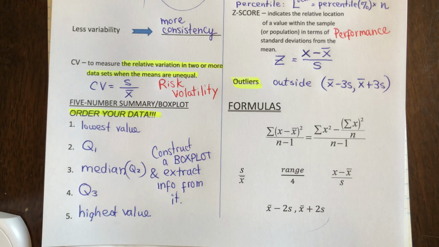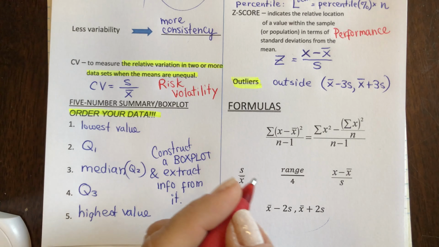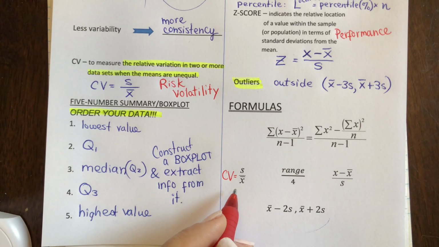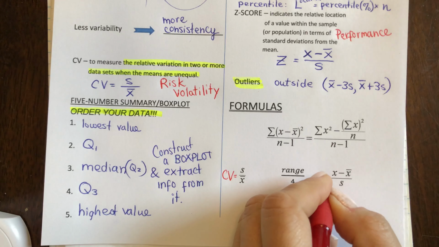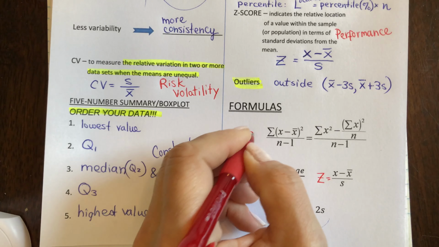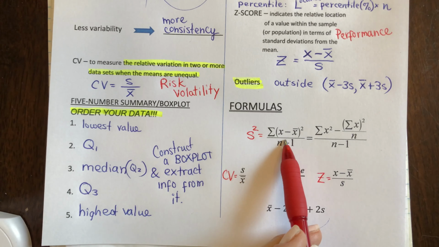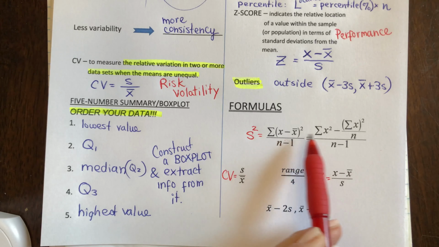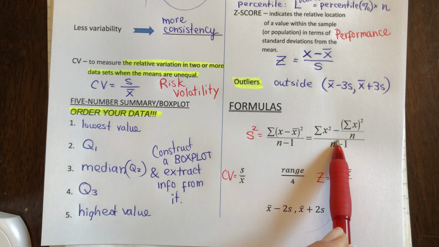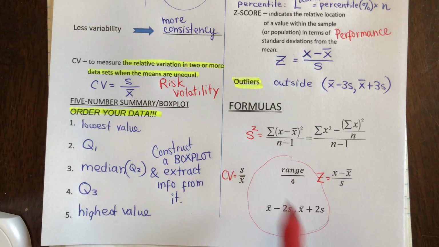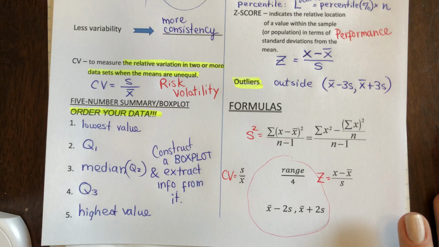Here are the formulas. Again, this is what it'll look like, but remember I'm going to fill these in. This is your coefficient of variation, your z-score, and this is the variance. Remember, the standard deviation will be the square root. This was kind of the long formula, and this was the shortcut formula that I had given you. And then here's what you need for that range rule of thumb.